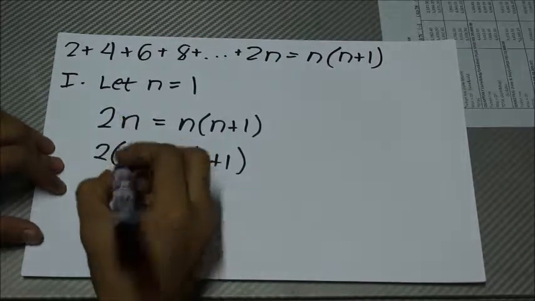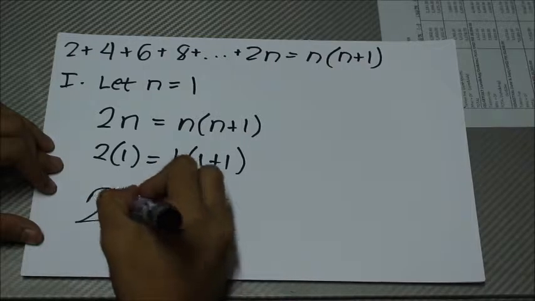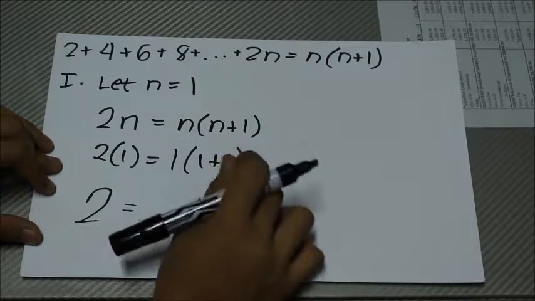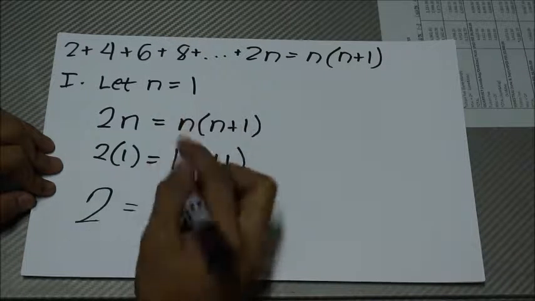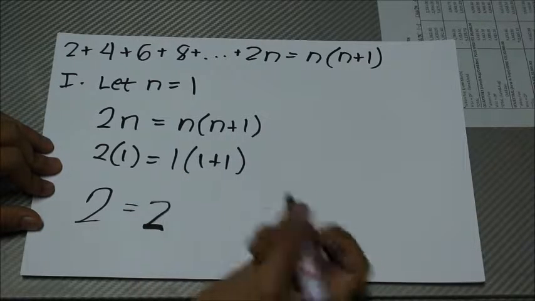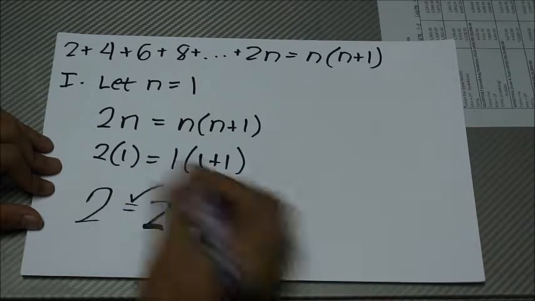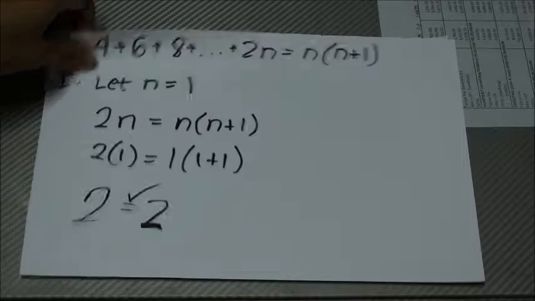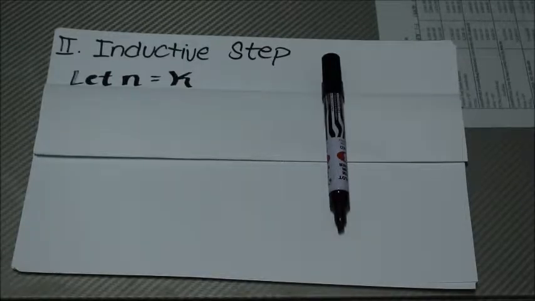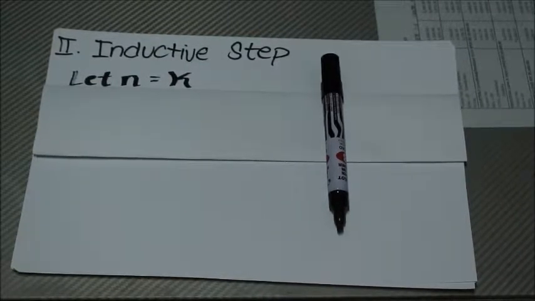2 times 1 is 2 is equal to 1 plus 1 is 2 times 1 is 2. And there we go, we have proven that it is equal. So let's go now to the second part, mathematical induction, the inductive step, where we let n be equal to k, the first one. So first, copy the first equation or the conjecture.